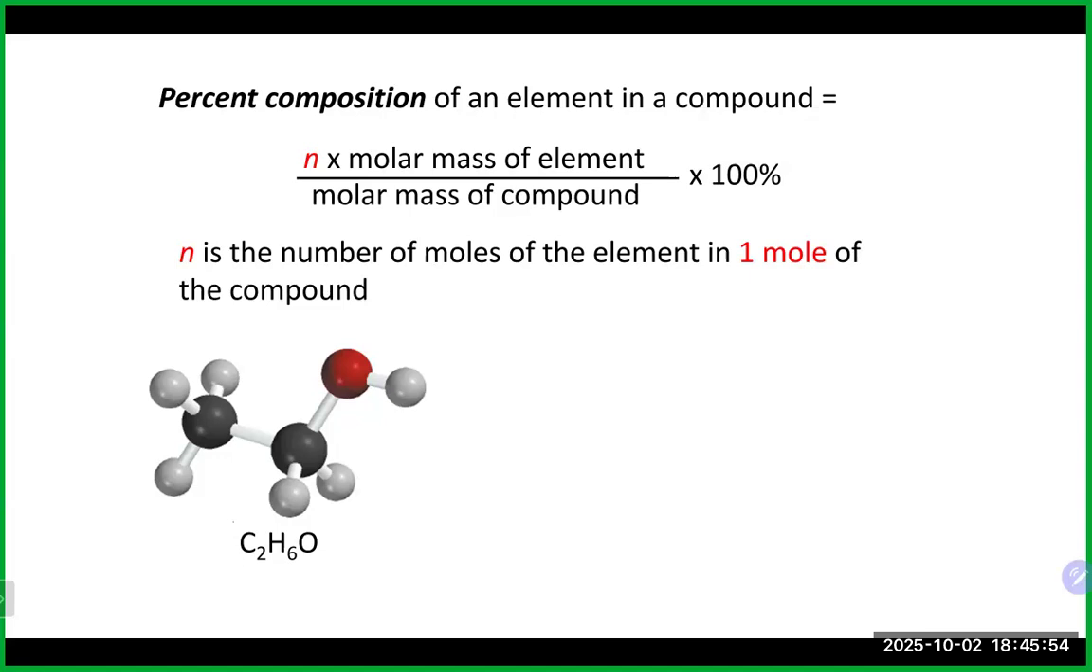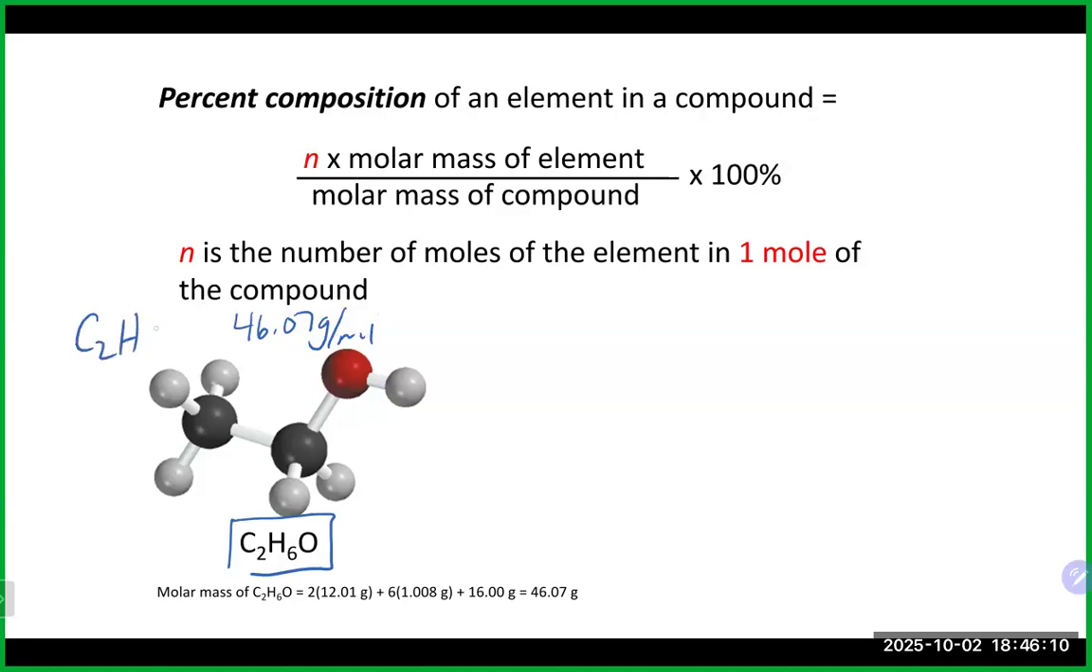So if we have C2H6O, we could calculate the molar mass of it here. And it looks like it is 46.07. I'll write a little bigger here, 46.07 grams per mole. It's the molar mass of our C2H6O. Again, that is found from the periodic table.